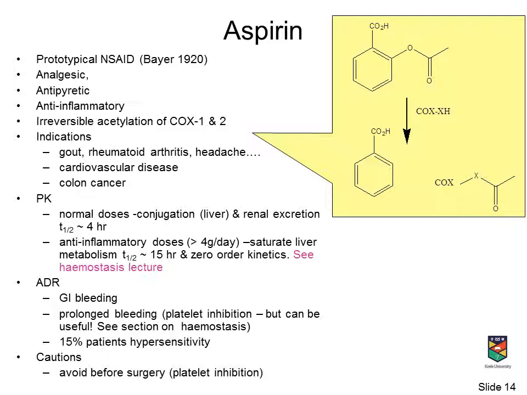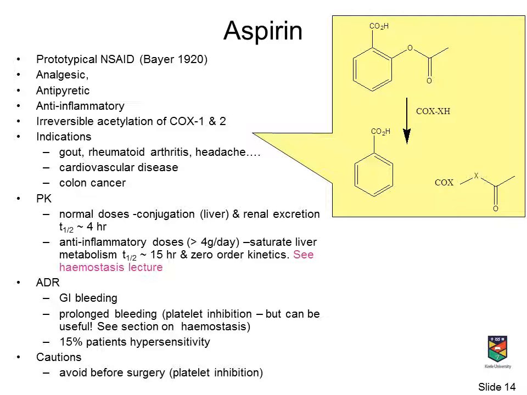It's recommended for use in treatment of pain in a number of conditions: gout, rheumatoid arthritis, headache, and many others. It's also potentially useful in cardiovascular disease, as we saw in our previous lectures, and it's also thought that it might be useful in the treatment of colon cancer, where it's been suggested that daily aspirin might decrease the incidence of colon cancer.